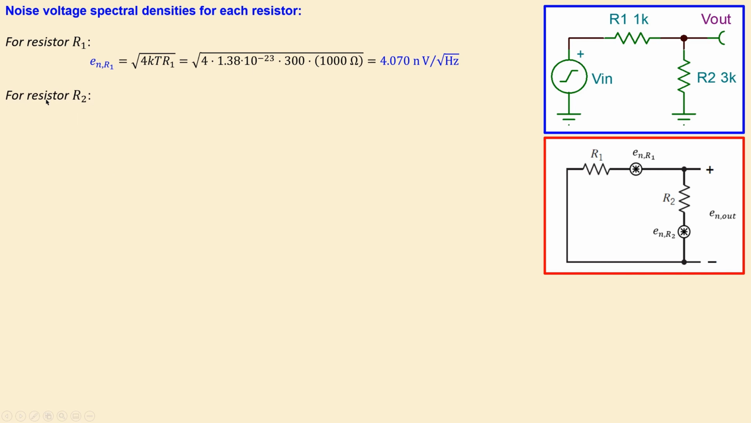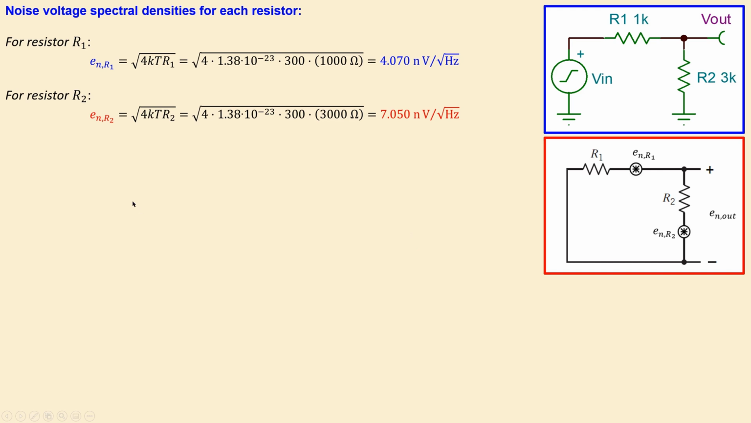That will also be done for resistor R2 in a similar form. So you have the noise voltage spectral density for resistor R2, and you do the math again in a similar form, but of course your resistor is 3000 ohms, and you will get 7.05 nanovolts per root hertz.